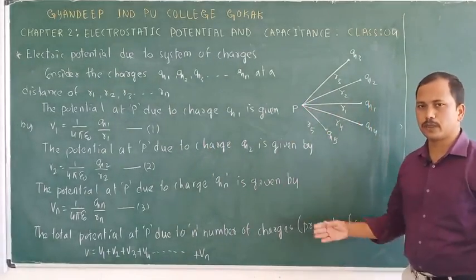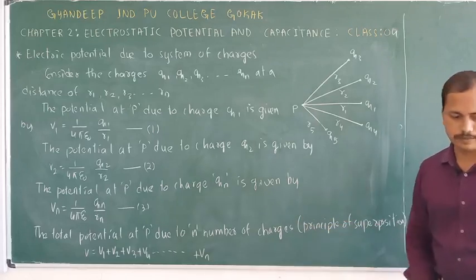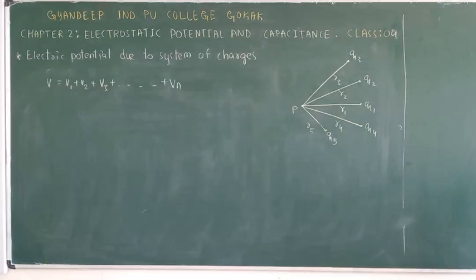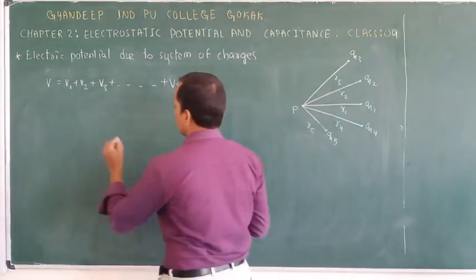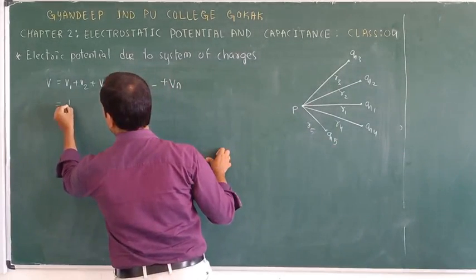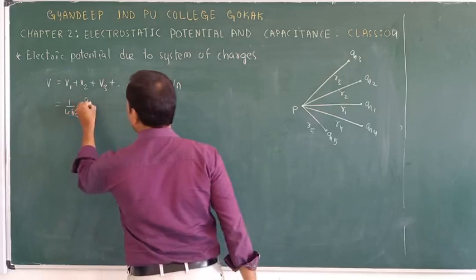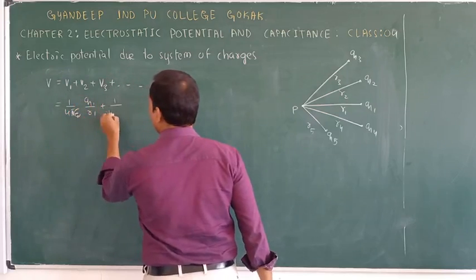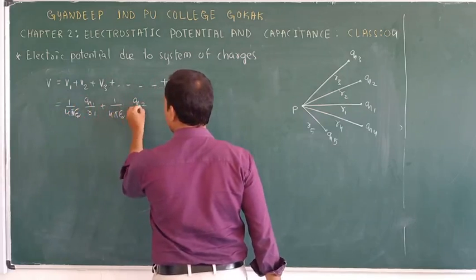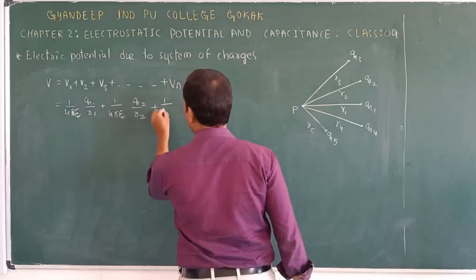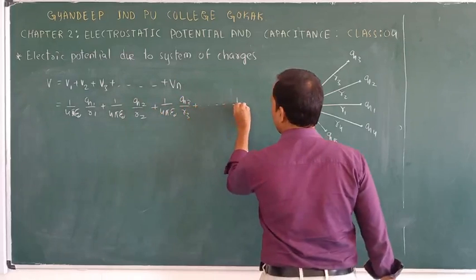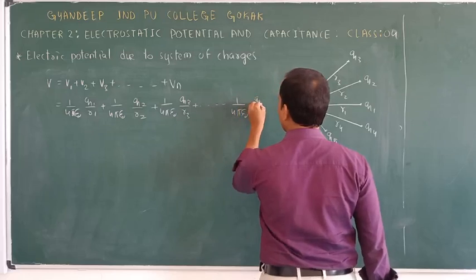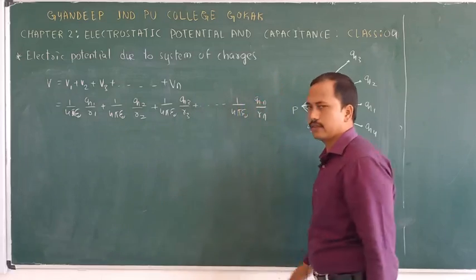We can substitute the values of V1, V2, V3 up to Vn. So the total potential V is equal to V1 plus V2 plus V3 up to Vn. Substituting, it is 1 by 4 pi epsilon Q1 by R1 plus 1 by 4 pi epsilon Q2 by R2 plus 1 by 4 pi epsilon Q3 by R3 plus up to 1 by 4 pi epsilon Qn divided by Rn. Okay, this is the equation.